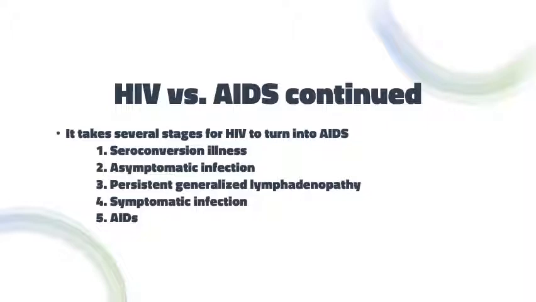This is where there's severe immunodeficiency and there are signs of life-threatening infections and even unusual tumors. And this stage is characterized by a CD4 T cell count below 200. There's also a small group of people who can develop AIDS very slowly, or they may never develop it at all. And these people are usually referred to as non-progressors.